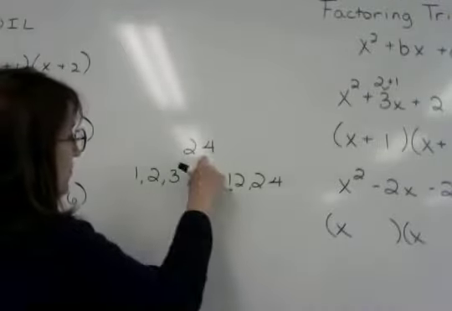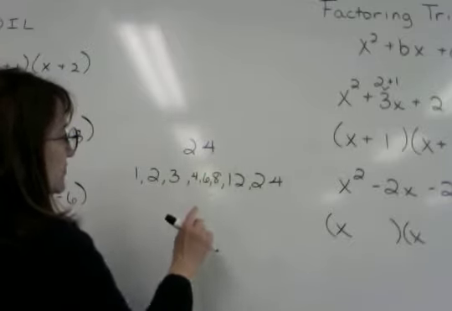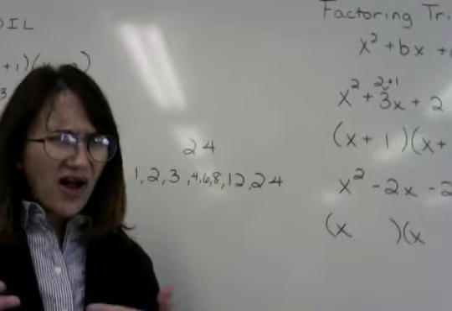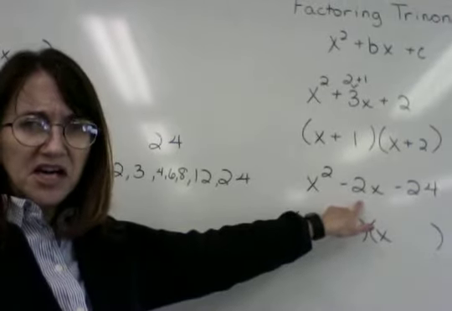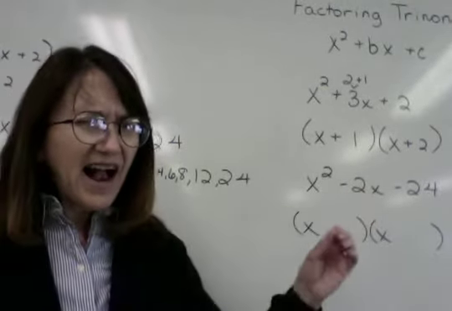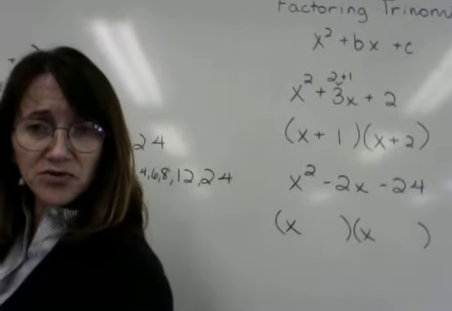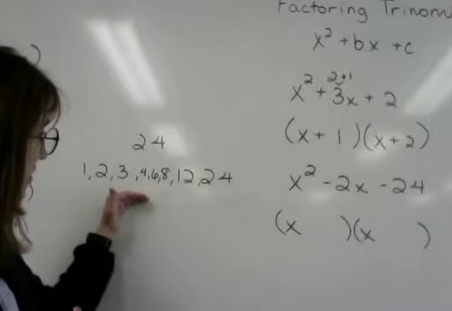So 1 times 24 would be 24. 2 times 12 would be 24. 3 times 8 would be 24. 4 times 6 would be 24. Now, let's talk about adding those together and seeing if I could get a -2. What could I add together in order to get a -2? Yes, the answer is over here. We just did it, but I just want to show you how I'm trying to figure it out.